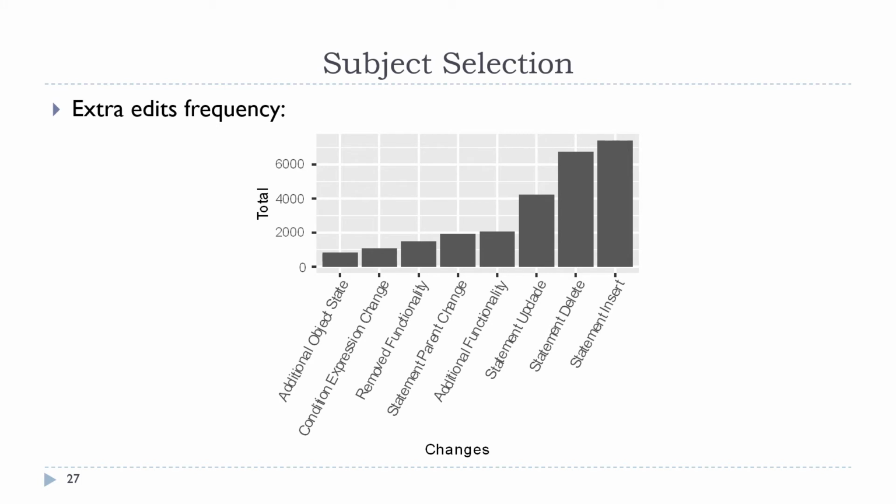Here, we have the frequency of the extra edits under analysis, with statement insert as the most frequent edit, and additional object state as the least frequent among these edits.